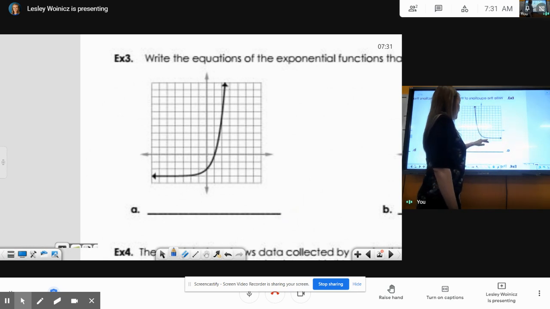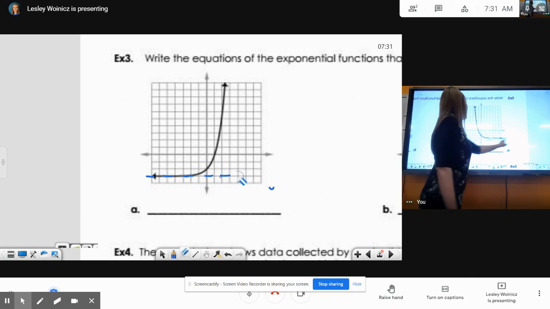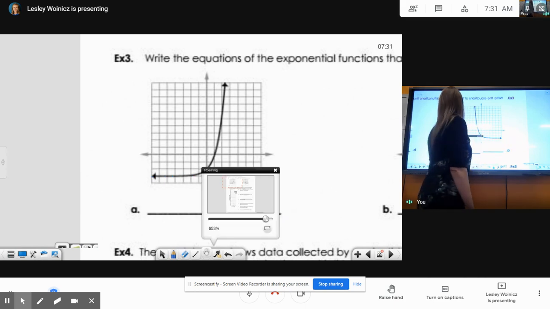So this time, guys, notice that my horizontal asymptote is not on my x-axis. So this time my asymptote is y equals -3. Oh, we're not going to do this one. We're going to do the one next to it. Sorry. We're going to do this guy.